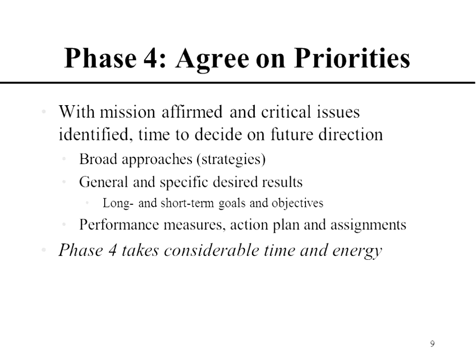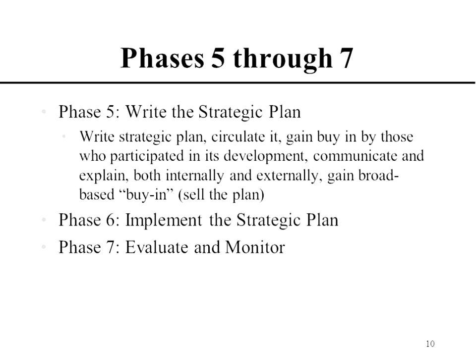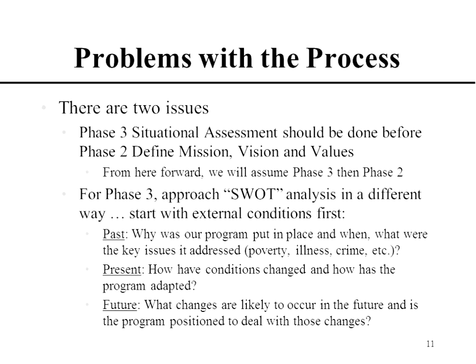Phase 4 is agreeing on priorities. Once we know what the situation is, we've done the mission and vision, we can really get down to looking at the goals we want to achieve, which will be stated as outcomes, and they're broken down into objectives, the strategies to achieve them, and how to measure progress in achieving them. Just recognize that this phase 4 is where you spend a lot of your time and effort, because it is the things that the organization is going to do over the next 3 to 5 to 7 years. It's a big deal. Phases 5 through 7: write the plan, implement the plan, evaluate and monitor.